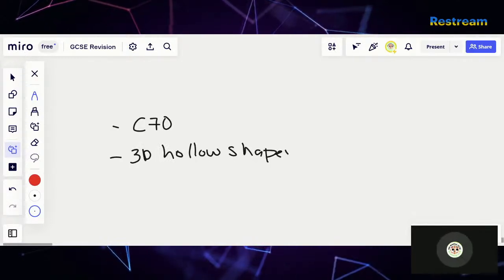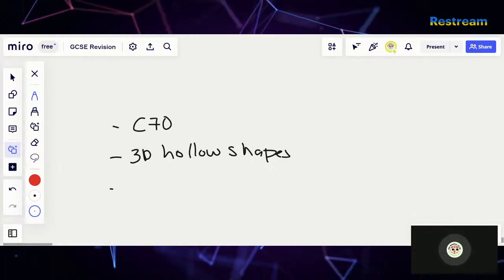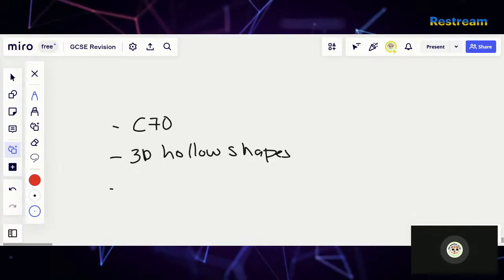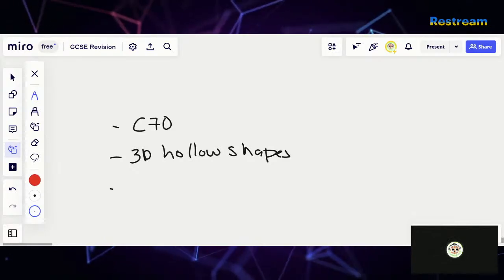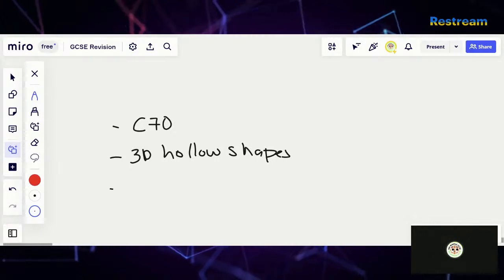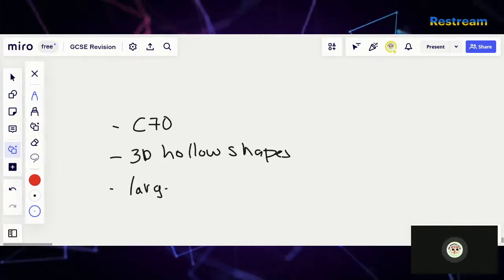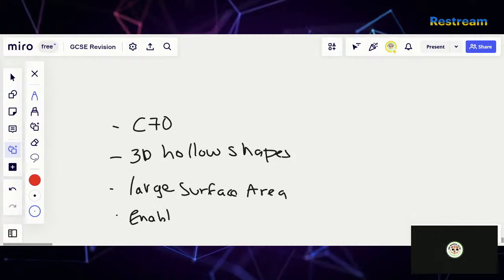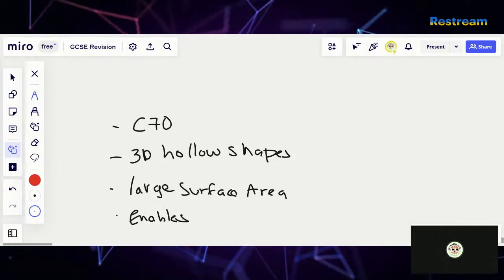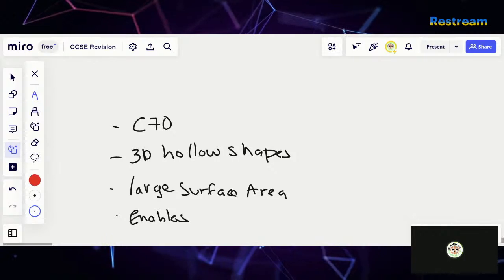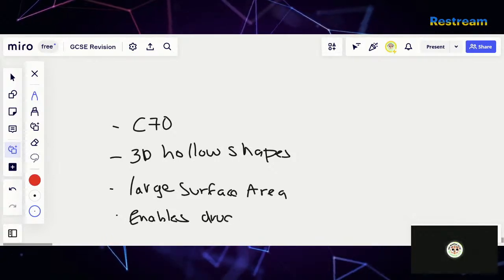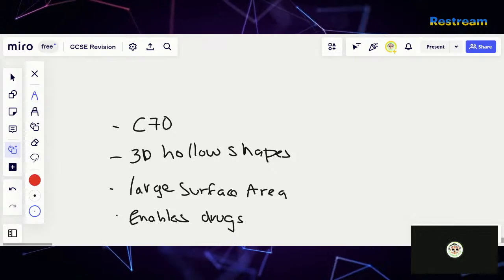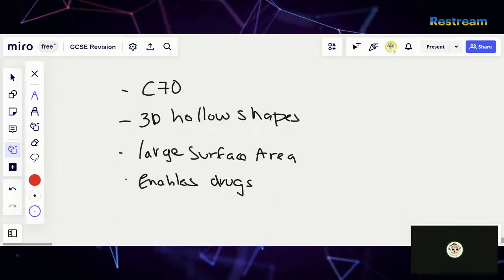Now, for medicine, what the use is that we can put medicine inside of these 3D hollow shapes and can then transport it into the body. So you'll say the hollow shapes, as well as you can say the large surface area, enables the drugs to be transported by trapping them. And that's all you would have to say.